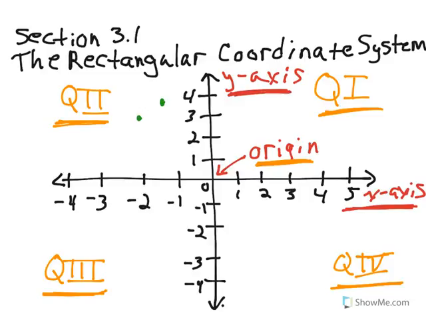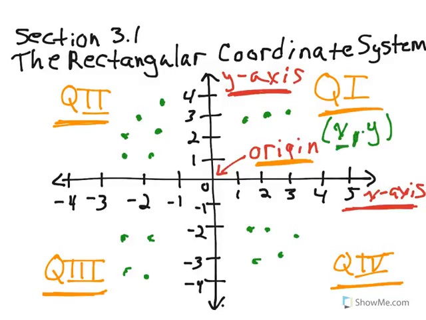The coordinate system consists of many points. Every point has coordinates, an x value and a y value. And those coordinates look like this, separated by a comma and closed in parentheses. X is always first, y is always second.